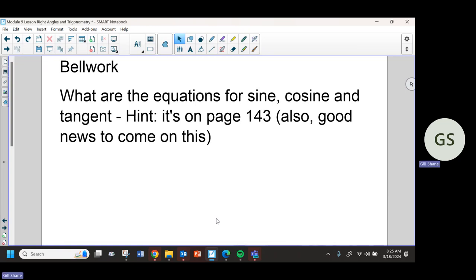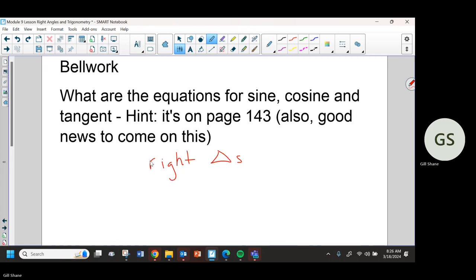These are just functions like adding, subtracting, squaring, taking the square root. But they're a little more complex than those, so we have to spend a little time on what exactly they are. First note, they are for right triangles. Only for right triangles. They do not apply to any other triangle. So if you don't have a right triangle, it's not going to work.